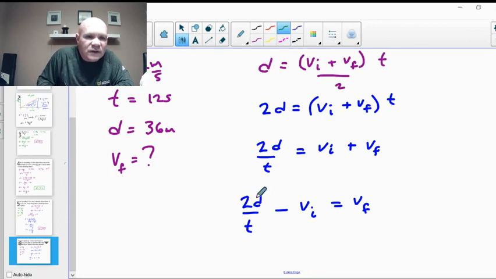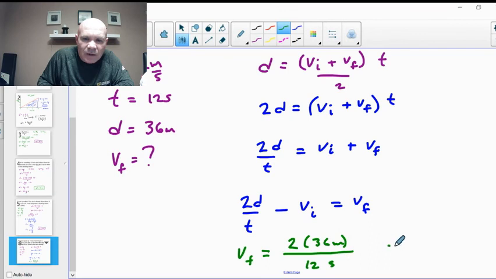When you get good algebra skills, it makes it all easy. So I'm just going to rewrite it with the unknown thing on the left side. So I've got 2 times my distance. My distance was 36 meters. I can divide that by my time. That was 12 seconds. And then I'm going to subtract my initial velocity, which was 2 meters per second.